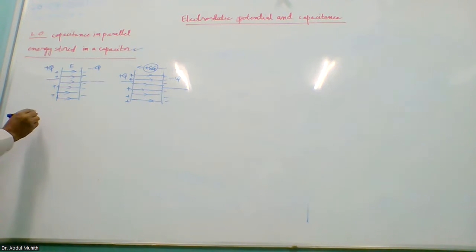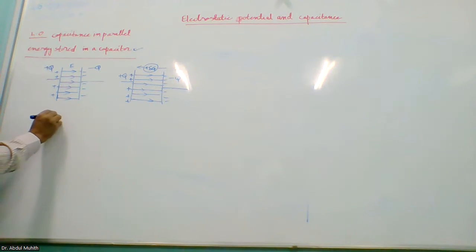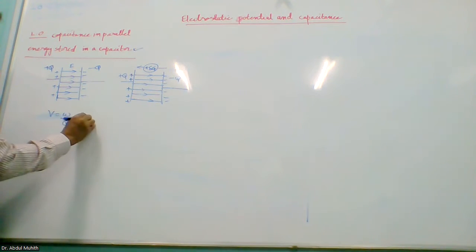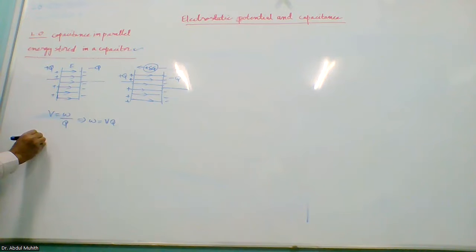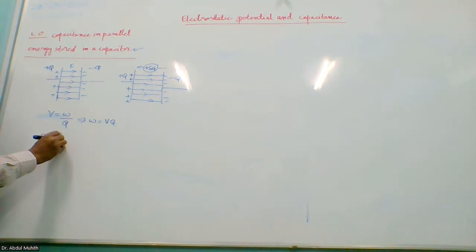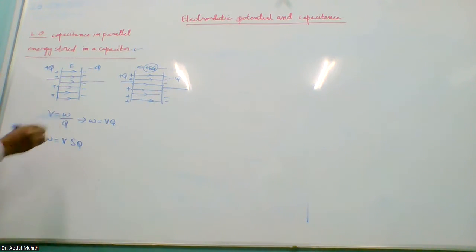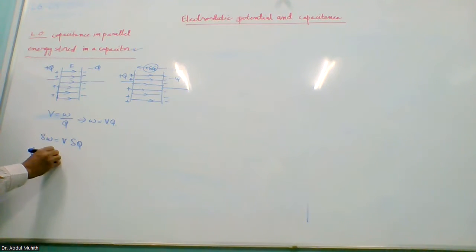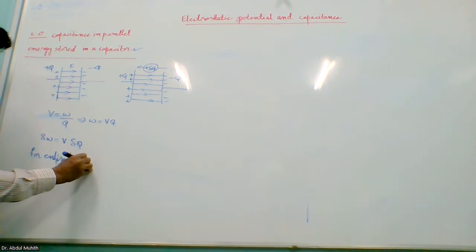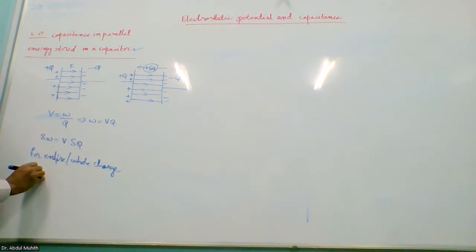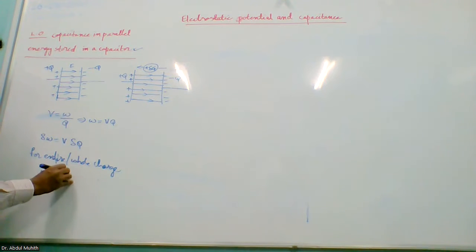So we have a formula here. W is the work done. We have the formula V is equal to W by Q, which we studied in the second chapter. And W is equal to VQ. Now delta W is V into delta Q. If you want to find the value for the whole charge, we write W is equal to integral V dq. Is that clear?